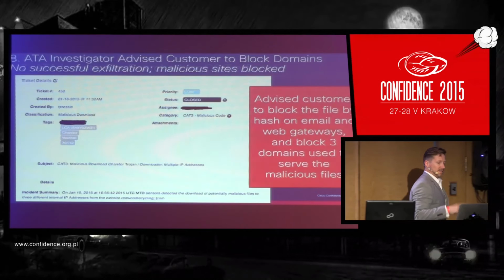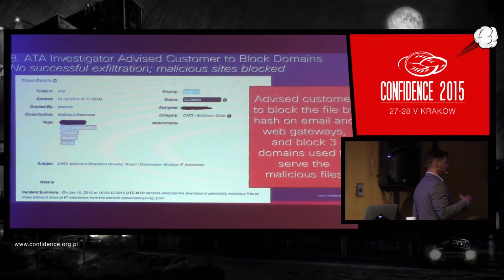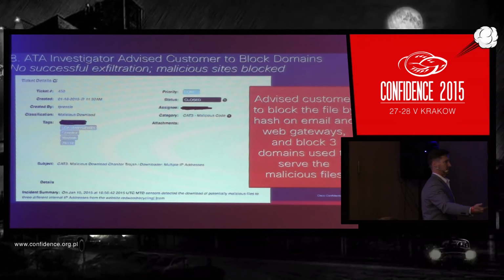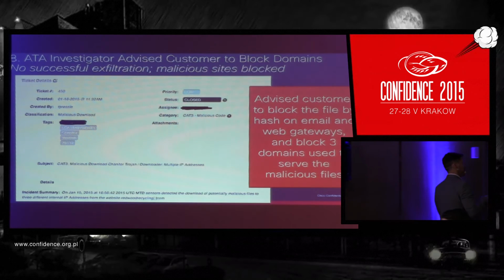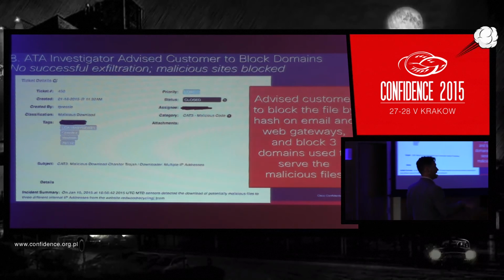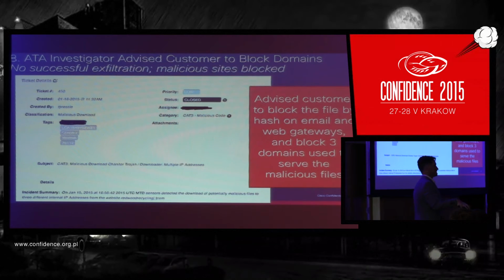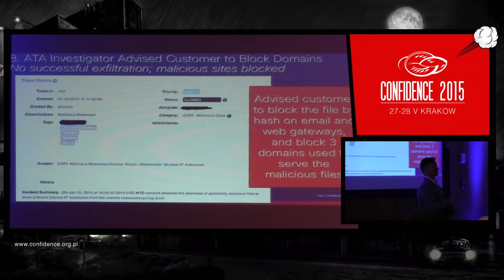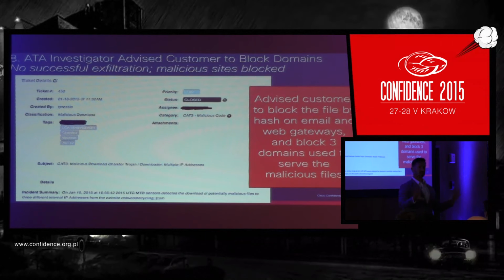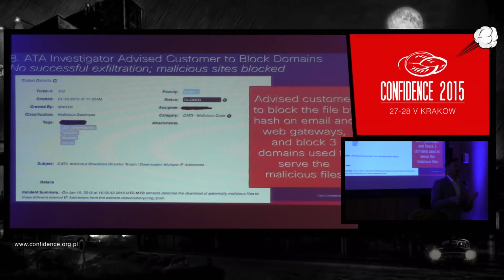So the investigator raised a case to the customer. And what he said was, this is serious. This is malware designed to compromise your systems, but it's not yet confirmed. I have no indications that your systems are breached. So here's what you should do. Block the file hash, block these IP addresses, these domain names, okay? And the customer did that, and there was no further signs.